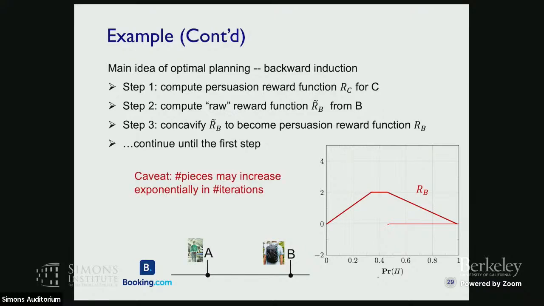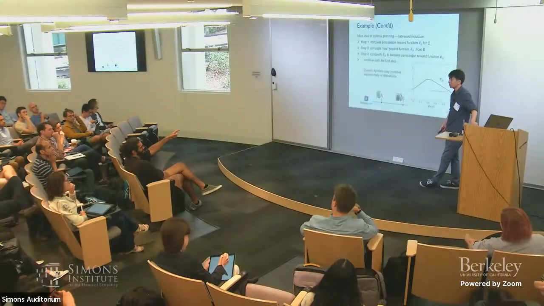The only caveat here is that the number of pieces for this R tilde B function is going to increase exponentially in the number of iterations. That is why the problem turns out to be computationally hard in general, to figure out the optimal policy. So Haifeng, I think the answer to the earlier question you asked is actually step three. My suggestion was having an action which was clear, but you're just saying from the Bayesian persuasion solution, you just need to concavify it.